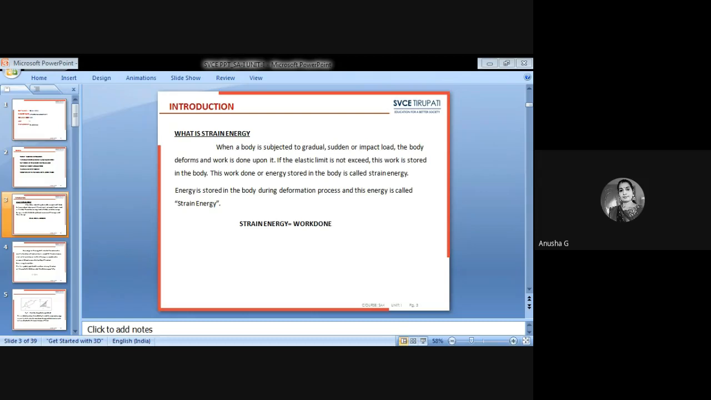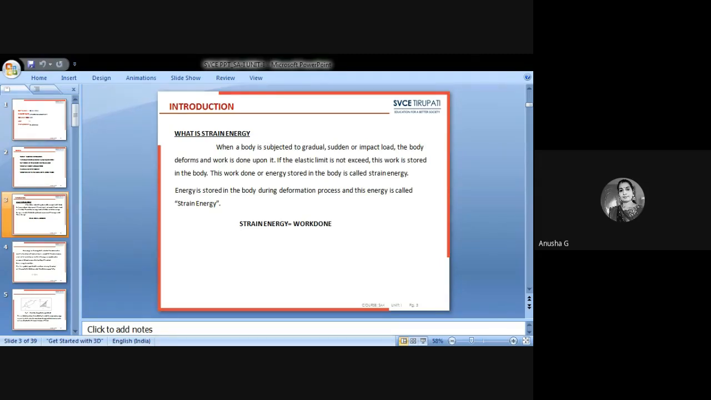Whatever values we are converting according to our given problem, kilonewton meter or kilonewton mm, I have to write the units for the resilience or for strain energy. Okay. Strain energy units are Newton meter or Newton mm or kilonewton meter, kilonewton mm, depending upon the given values and the given situation.